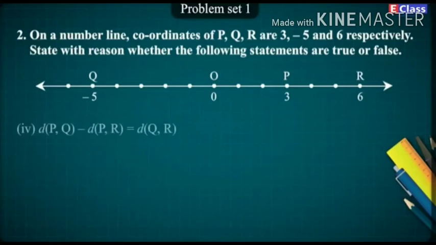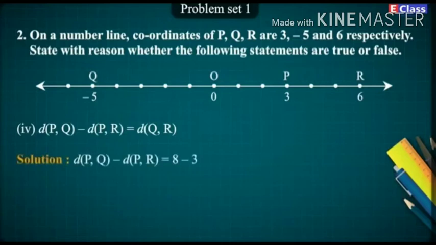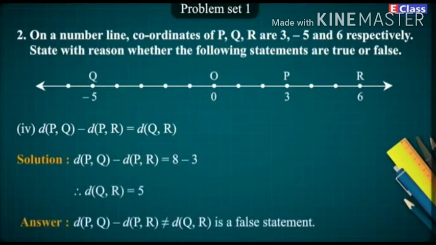4. PQ - PR = QR. Solution. PQ - PR = 8 - 3. Therefore, QR = 5. Answer. PQ - PR = QR is a false statement.